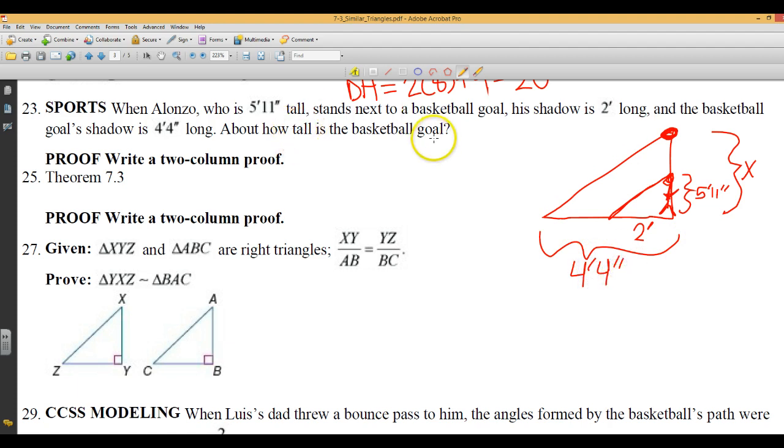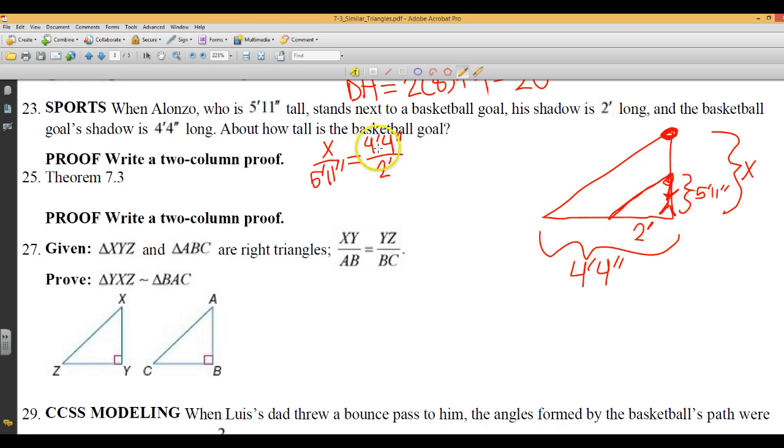About how tall is the basketball goal? So once again, we're solving for x, and we have similar triangles here. So we can set up a proportion. We have x of the larger triangle as it corresponds to, in the smaller triangle, 5'11". And then another side of the larger triangle would be this length, 4'4", as it corresponds to this side of the smaller triangle, 2.